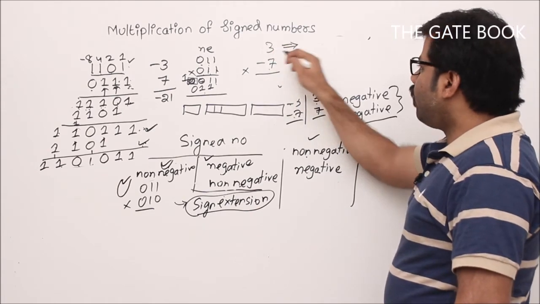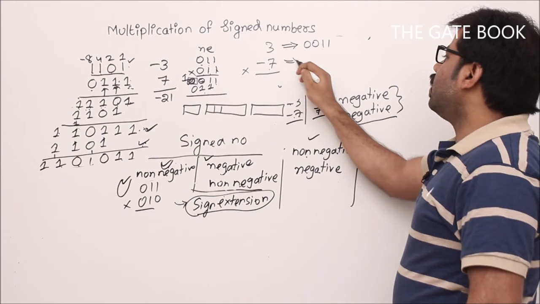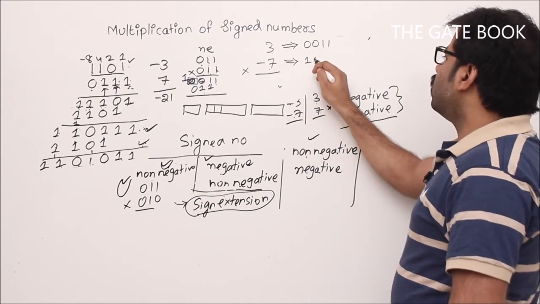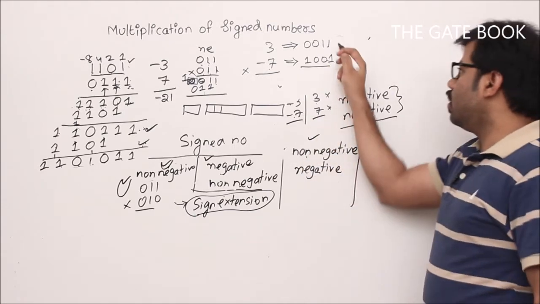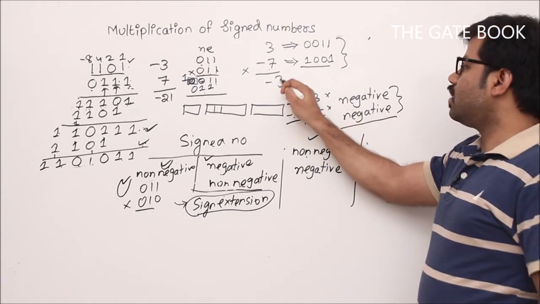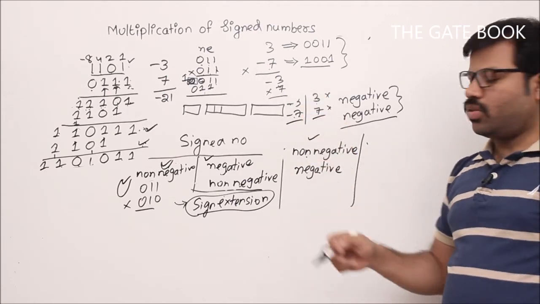That means the multiplier is negative, the multiplicand is positive. So you have 3 in 2's complement, which means 0011. Minus 7 means 1001. This is minus 7 in 2's complement representation. But you know how to multiply minus 3 into 7, isn't it? Yes, one negative, one positive, you know how to do, right?